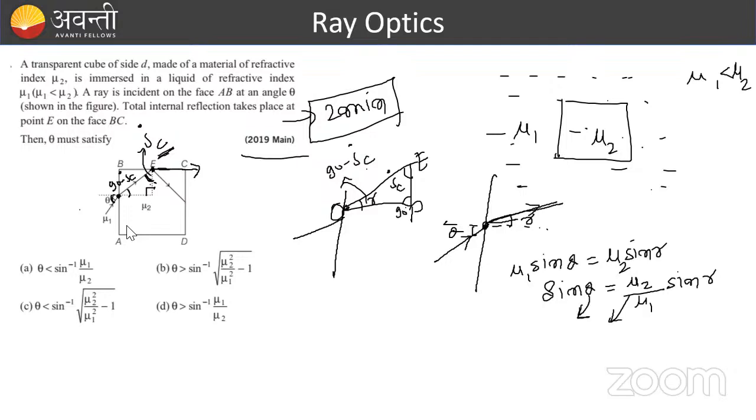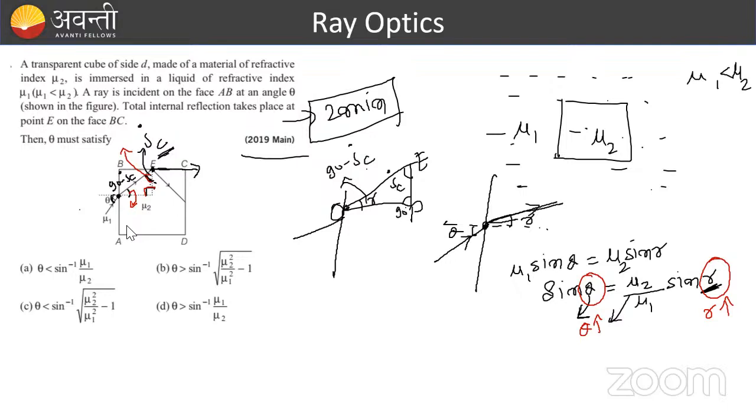Now if you increase theta, r will also increase. Follow carefully what I am saying. If you are increasing theta, r will also increase, because sine theta is directly proportional to sine r here. And if r is increasing, this angle will decrease, since the other angle remains 90 degrees. And we have to keep this angle greater than IC always.